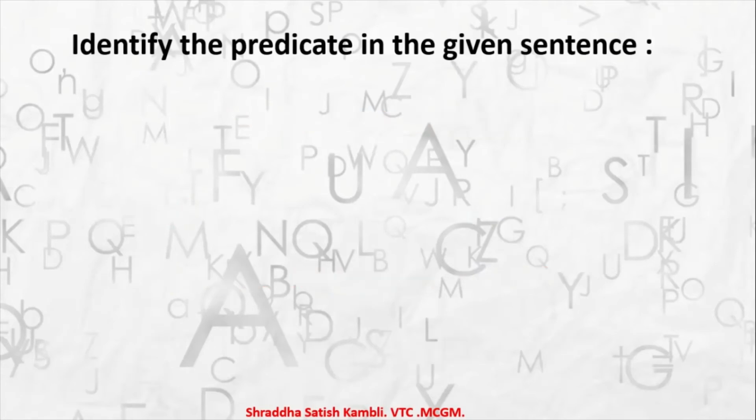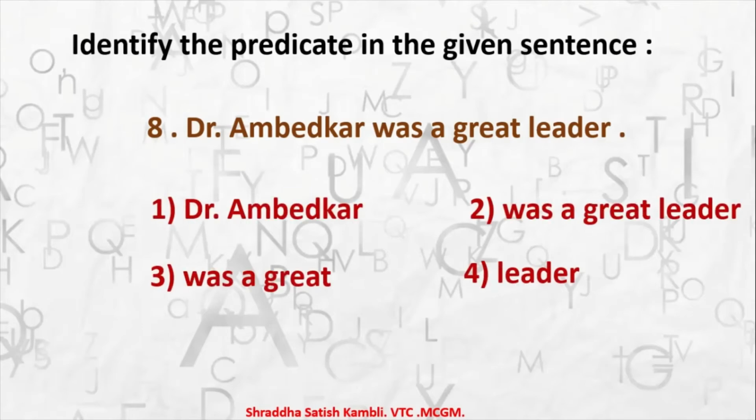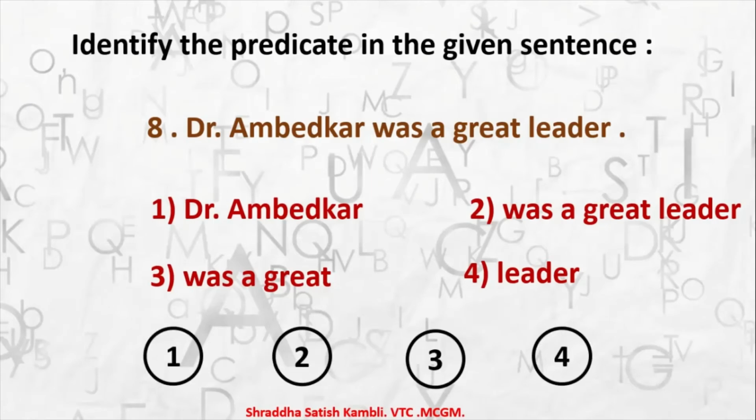Okay, come on, let's go to question number 8. Dr. Ambedkar was a great leader. So which is the predicate? Is it Dr. Ambedkar? Is it was a great leader? Is it was a great? Or is it leader? So which one is it? Who was a great leader, children? Dr. Ambedkar. So what was Dr. Ambedkar? He was a great leader. So option number 2 is the right answer.